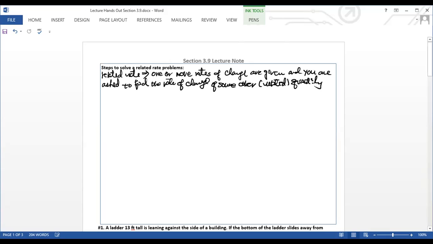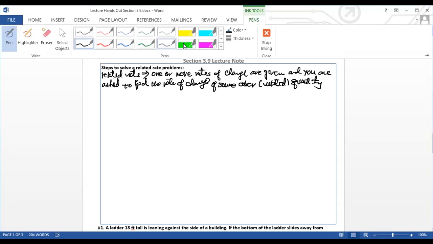For example, if you blow air into a balloon, we assume it's a round sphere. Every time you blow air in, the radius is going to increase, right? That's the rate of change of the radius. When the radius changes, the volume of this balloon is going to change too. This is what we call related rates. How fast the volume changes depends on how fast the radius changes.